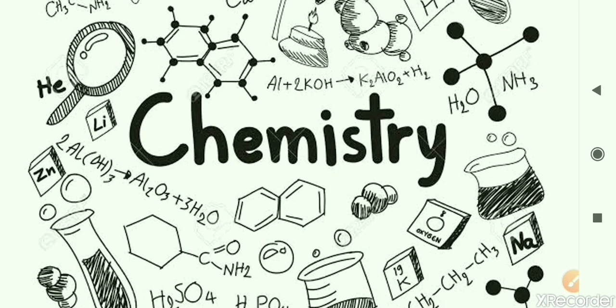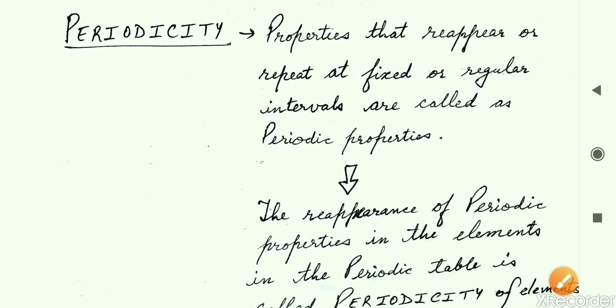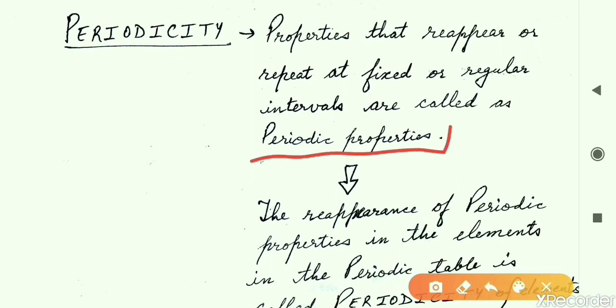In this class, we shall move further into the chapter, and today we will discuss the periodic properties. It is just a beginning. We'll start learning about the periodic properties, and in the upcoming classes, we will see the variation of properties in the periodic table. Let us begin now. The first topic of today's class is periodicity. What is periodicity? Before learning that, we should know what periodic properties are.